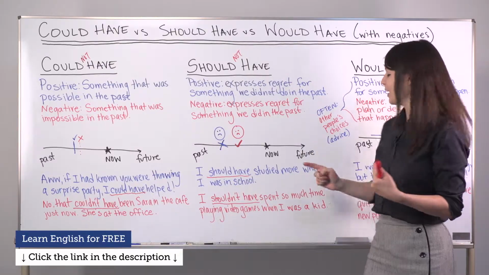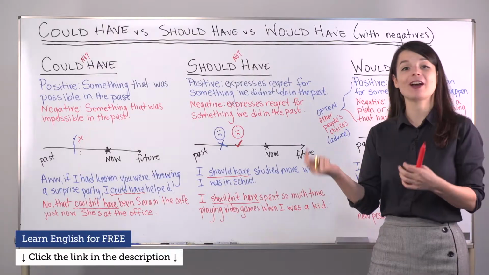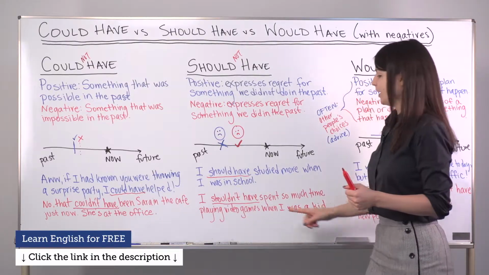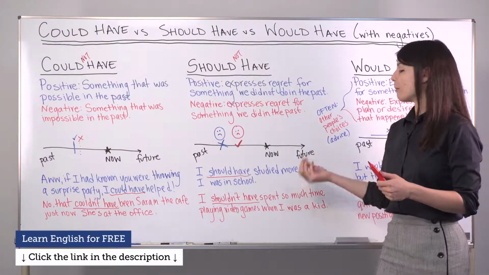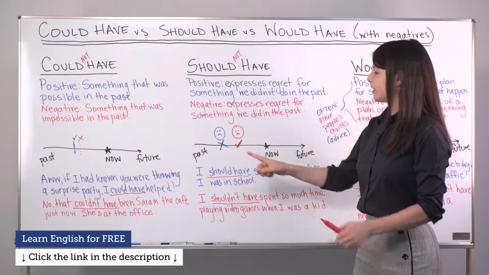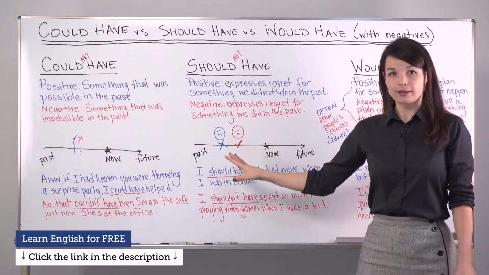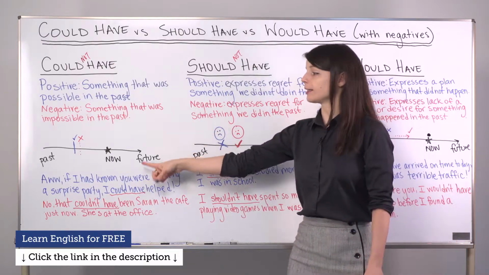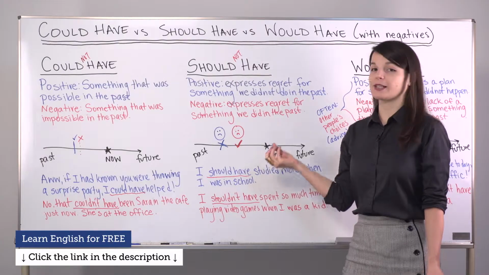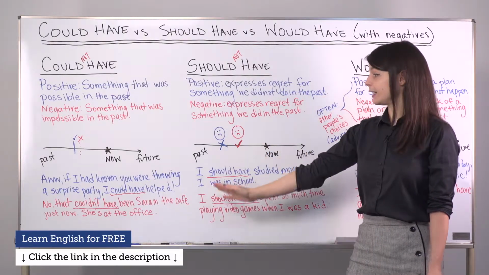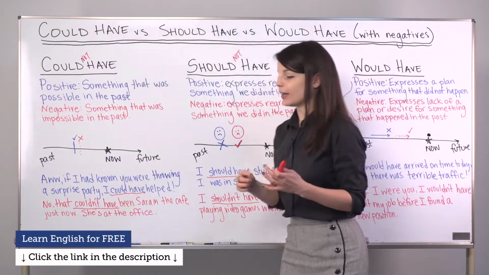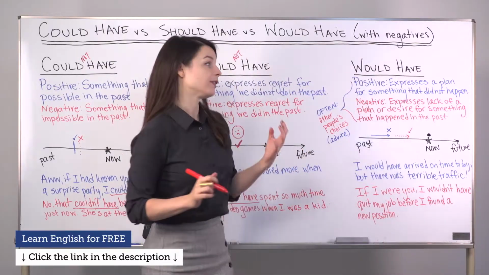So I could use positive should have. I should have spent less time playing video games when I was a kid. Here, I shouldn't have spent so much time. So here, a key point with should have is that we're expressing regret. Remember, with could have, we're talking just about possibility. With should have, we're expressing a regret for something that did or did not happen in the past. So, with this in mind, let's go on to the last point for this lesson.